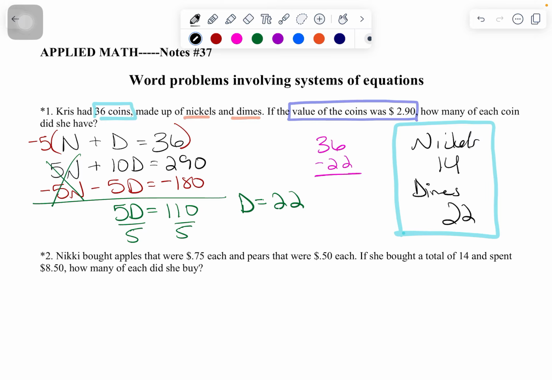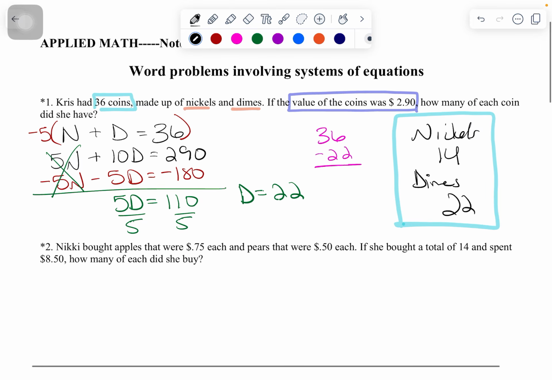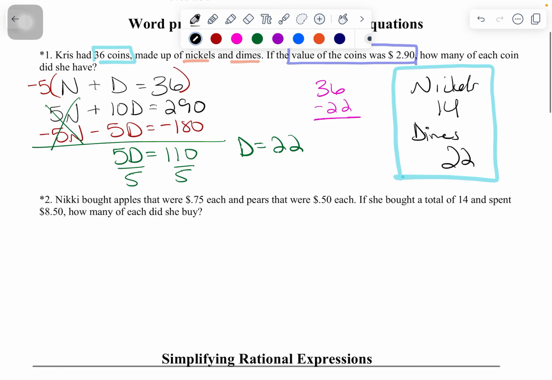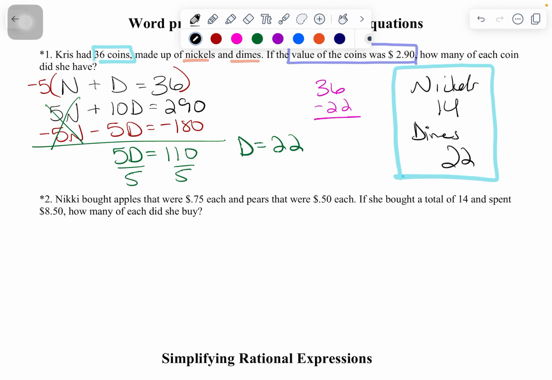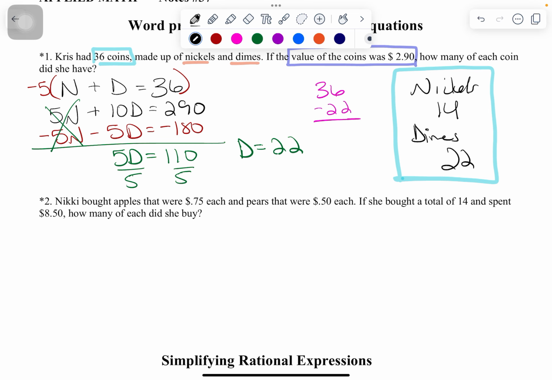Let's take a look at question number 2. Very similar question. I'll leave up number 1 so you can see all of it while I'm working through number 2. This time instead of coins, we have apples that were 75 cents each, pears, slightly cheaper, at 50 cents each. She brought a total of 14 and spent $8.50.